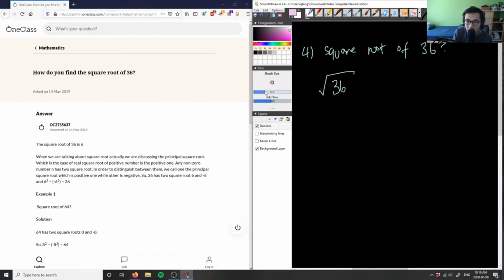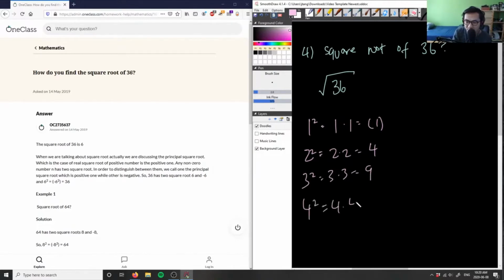I'm going to have 1 squared here, which is 1 times 1, which equals 1. 2 squared is 2 times 2, which is 4. 3 squared is 3 times 3, which equals 9. 4 squared is 4 times 4, which equals 16. 5 squared equals 5 times 5, which equals 25. And 6 squared equals 6 times 6, which equals 36.